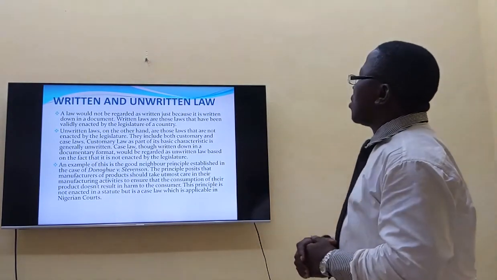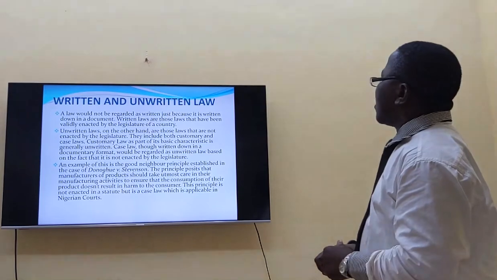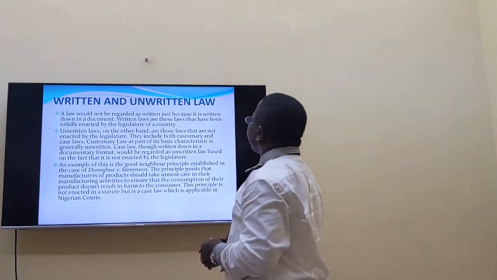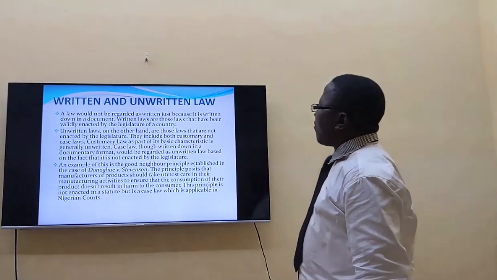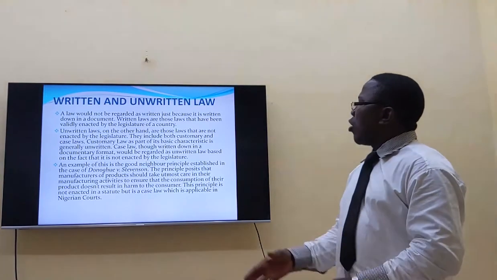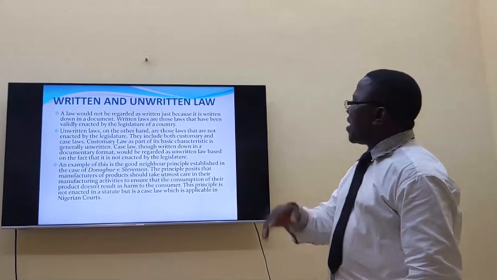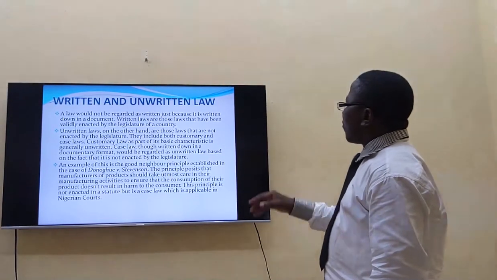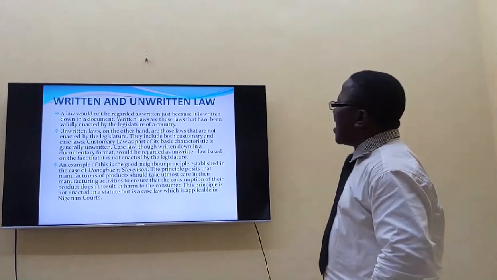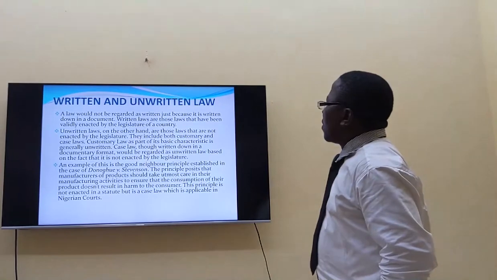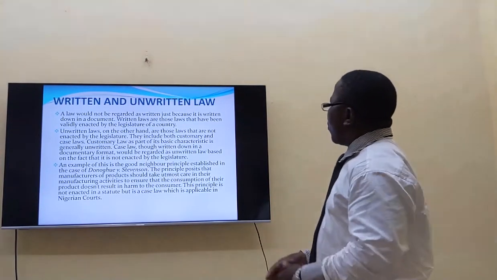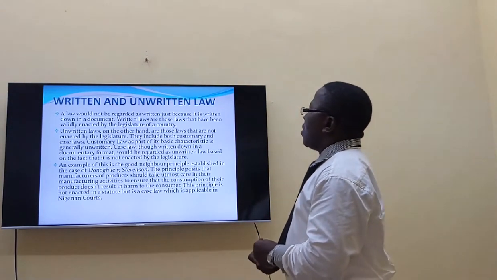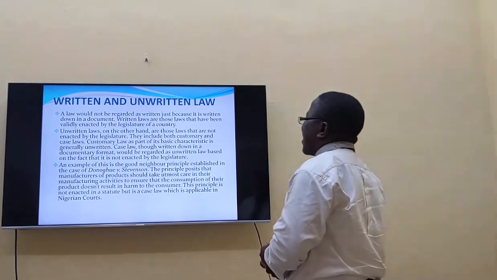We have written and unwritten laws. A law will not be regarded as written just because it is written down in a document. Written laws are those laws that have been validly enacted by the legislature of a country. Unwritten laws, on the other hand, are those laws that are not enacted by the legislature. They include both customary and case law. Customary law, as a part of its basic characteristics, is generally unwritten. Case law, though written down in a documentary format, will be regarded as unwritten law based on the fact that it's not enacted by legislators.